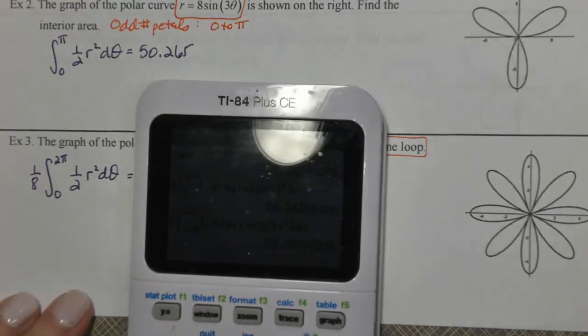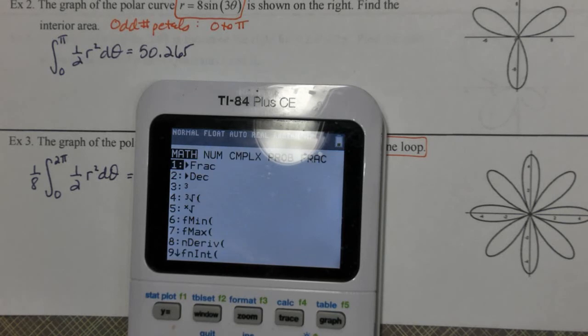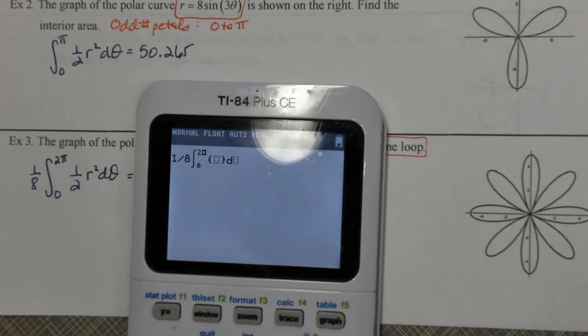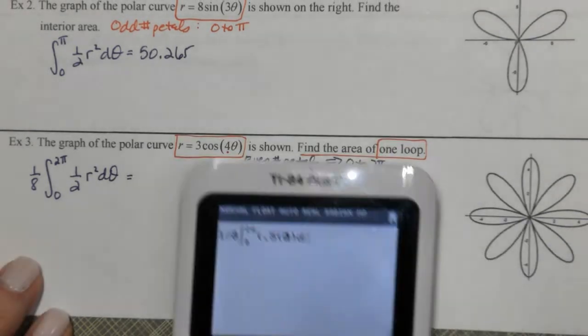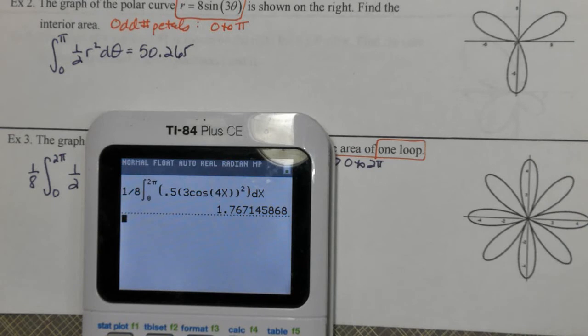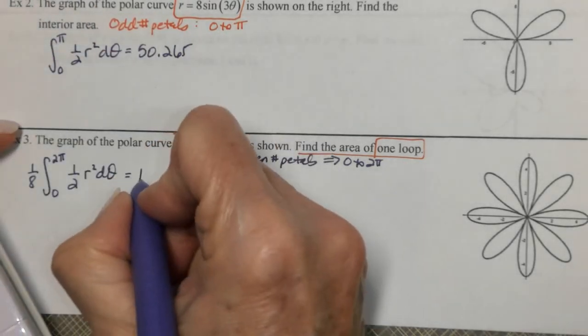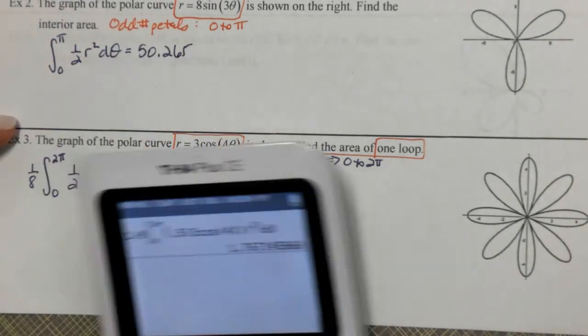So in my calculator, 1/8, math 9, 0 to 2 pi, 0.5 r squared, (3 cosine of 4 theta) squared. Oops. Okay, so there's that. So I got 1.767 is the only possible answer here, like that. All right.